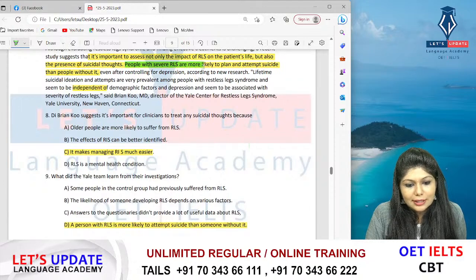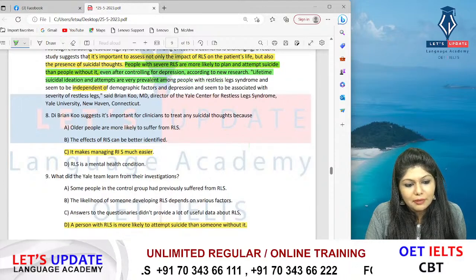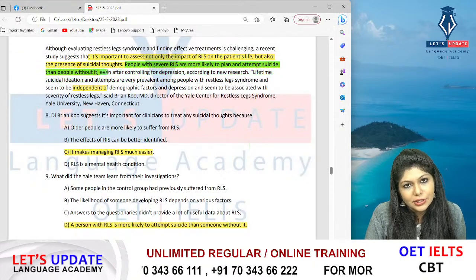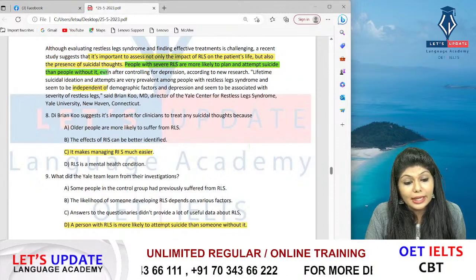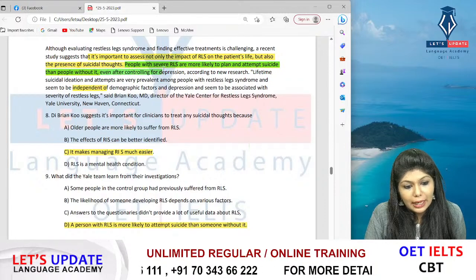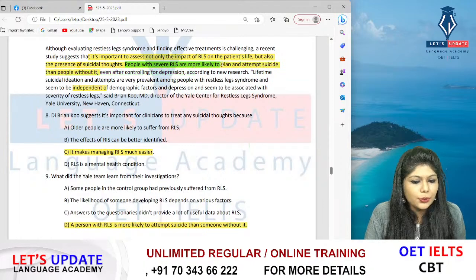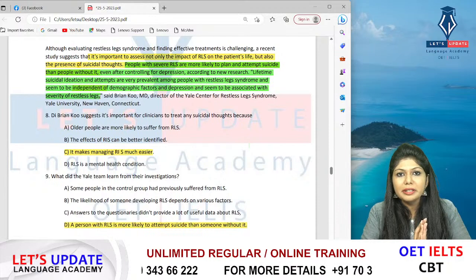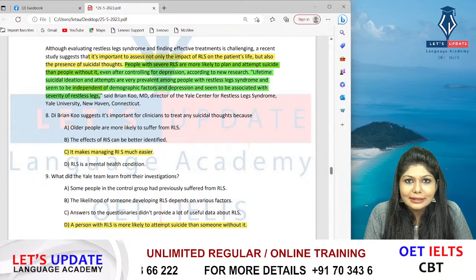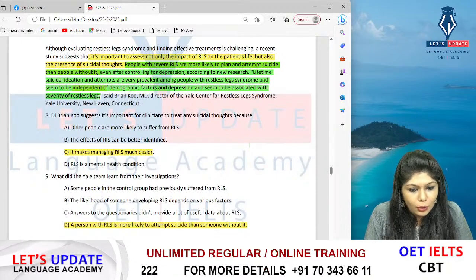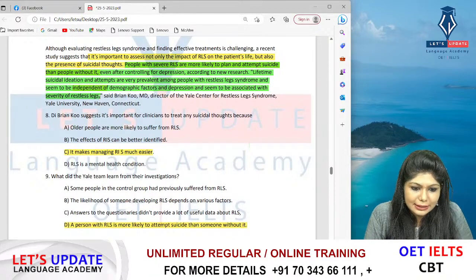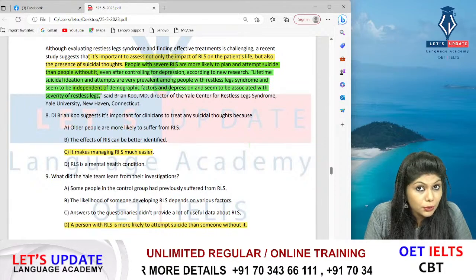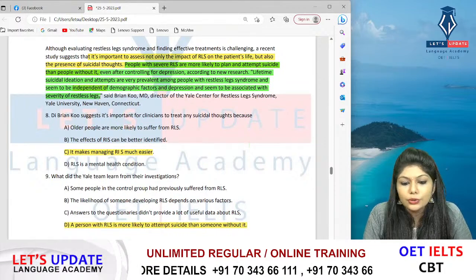People with severe RLS are more likely to plan and attempt suicide than people without. That is what the Yale team investigation tells you, or that is their conclusion. It continues till the end over here. The next sentence is to be taken also, but that implies the same, that people with severe RLS are more likely to plan and attempt suicide, because the next sentences also tell you the same.